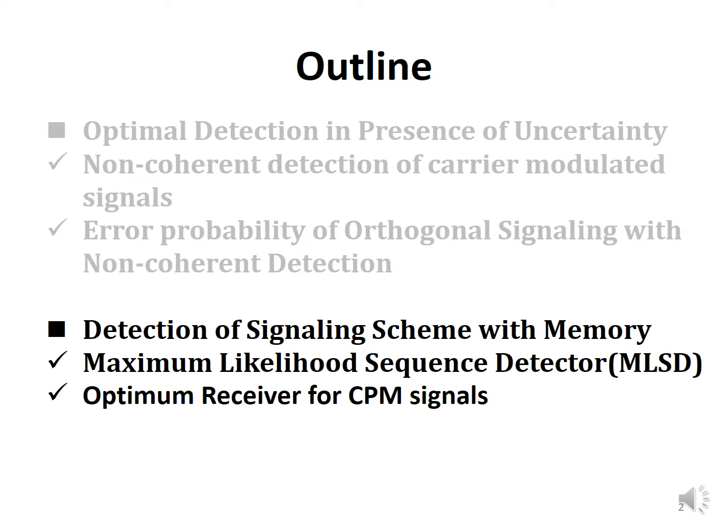And here we're going to use the differential DPSK as the example to discuss this maximum likelihood sequence detection. The second detection we're going to discuss is called the optimum receiver for CPM. It's specifically for the continuous phase modulations that we have discussed in chapter 3. Okay, so let's begin the discussion. Let's have the MLSD first.